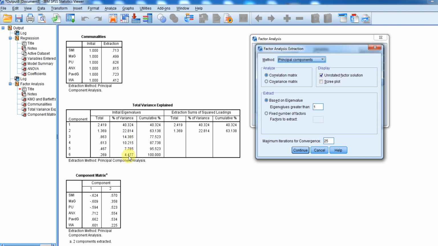So basically, we have to decide on how many components to retain. In other words, how many components do we want to utilize in order to explain the original variation in the original set of measured variables. So we're essentially trying to find the most parsimonious solution possible, which is that we're trying to explain the most with the least.